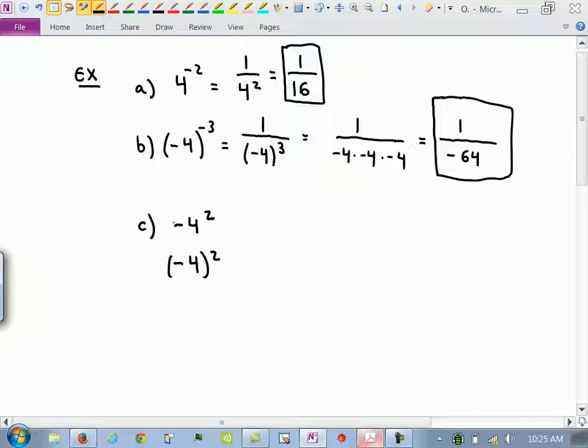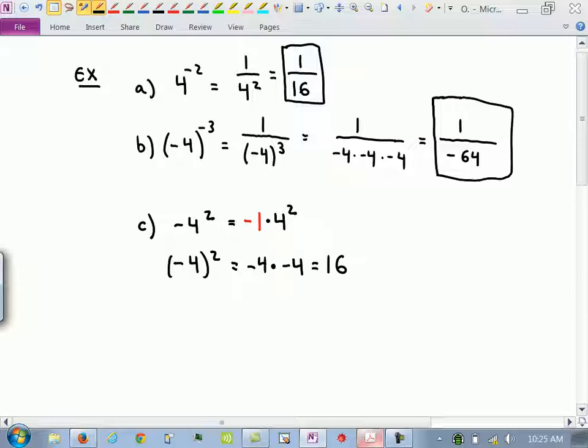The bottom one, I think, is the one that's easier to see. Whatever's in parentheses, I'm squaring, right? Doesn't that mean negative 4 times negative 4? So the bottom one says, take the negative 4, multiply it times itself, negative 4. Negative times negative is positive. On the top one, however, what we really have is this. Negative 1 times 4 squared.